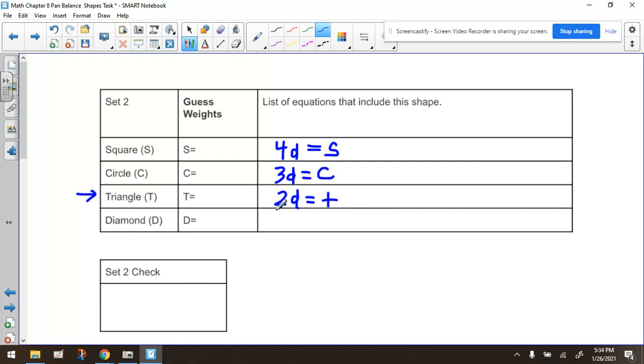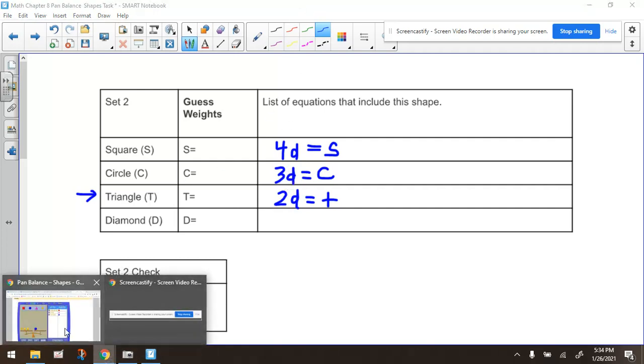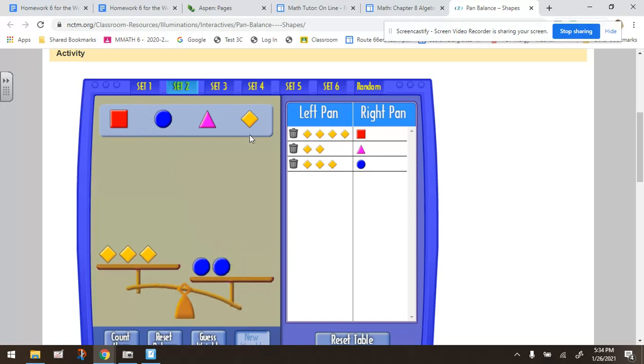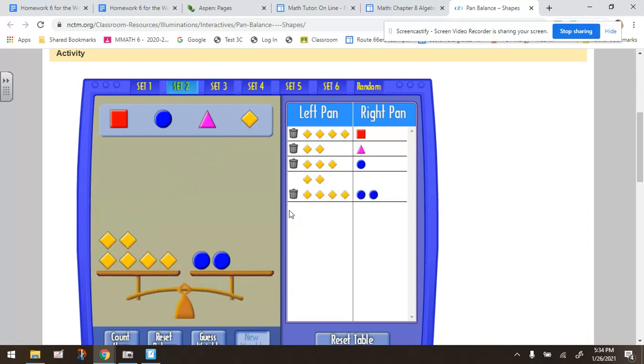All right, so the only equation that we still need is something for D. Now, we already have other equations that have a D in it, but maybe we can come up with something that's new and fresh. So how about, what if we put something like 2 circles and add some diamonds, just so we have something fresh there. Let's see if it'll let us do it. All right, so it does. We have 1, 2, 3, 4, 5, 6 diamonds equals 2 circles.